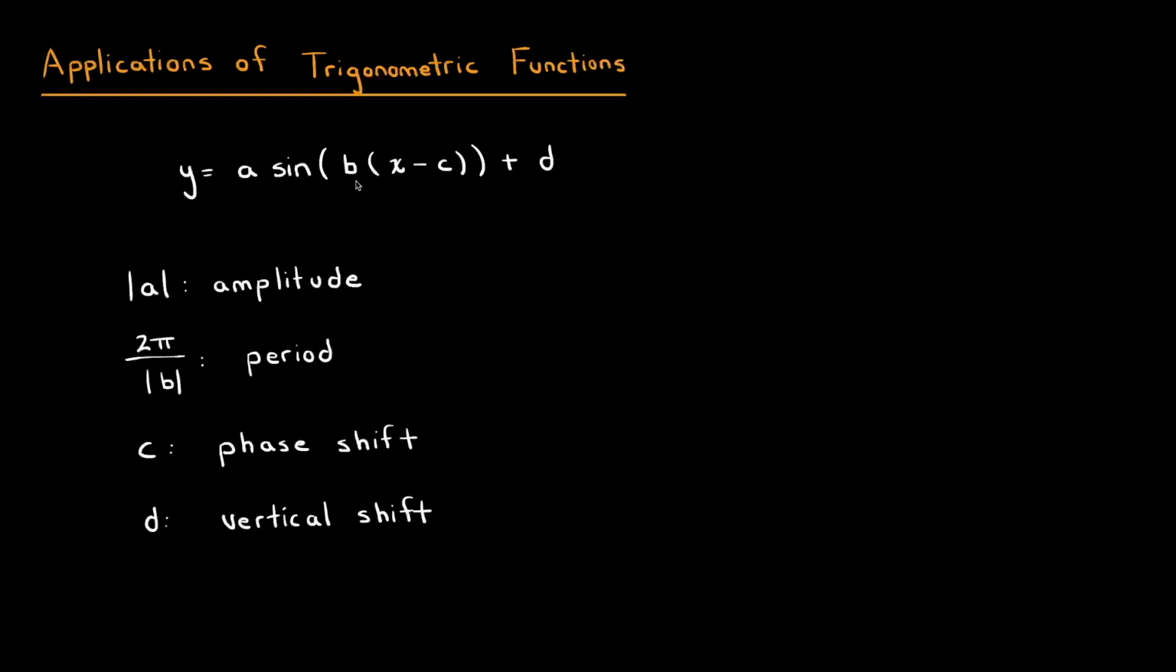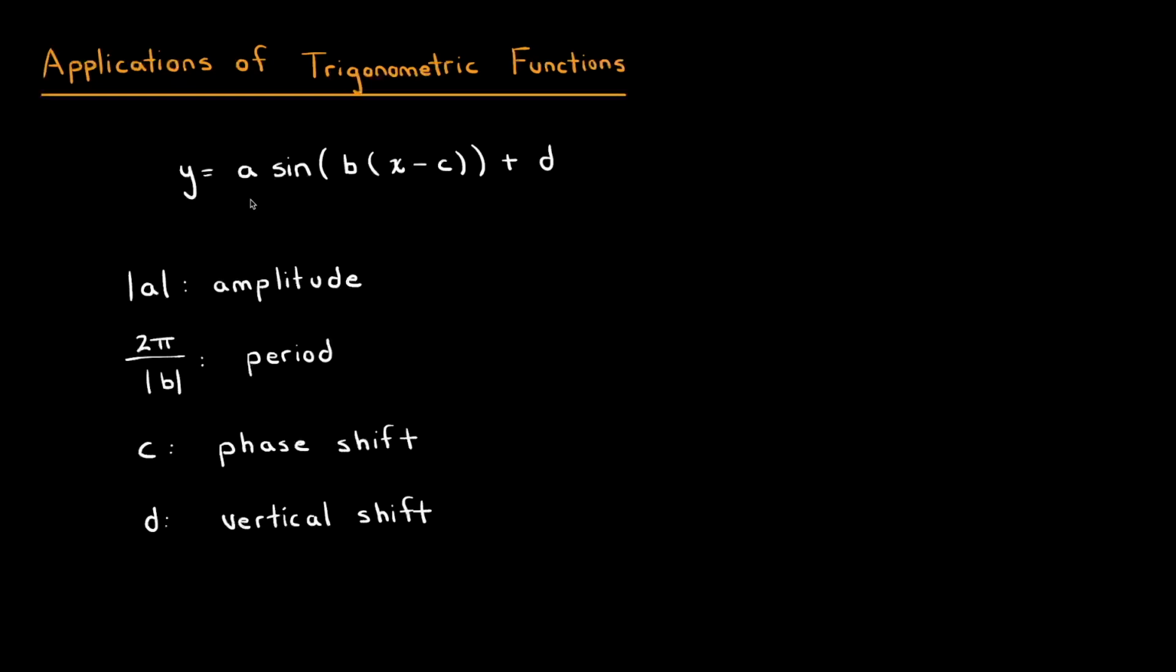It actually affects how long it takes to complete one cycle. And the relationship is that you want to do 2 pi divided by the absolute value of b. This is equal to the period. This is your horizontal stretch or compression. The c value is called the phase shift. It's going to move the graph left or right. And lastly, the d value is your vertical shift. This is also the equation of the midline.